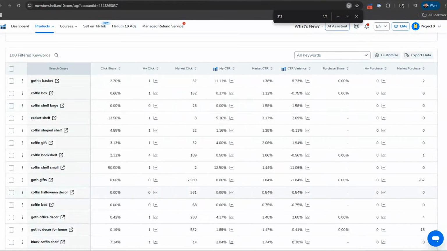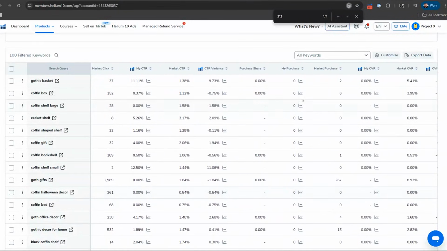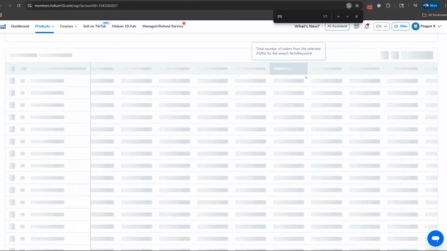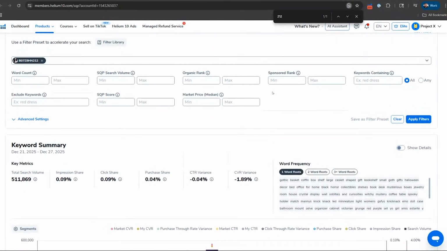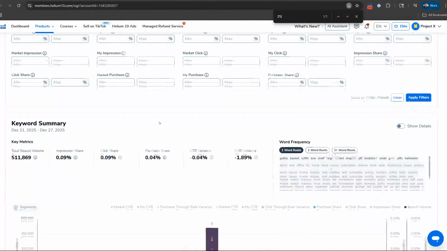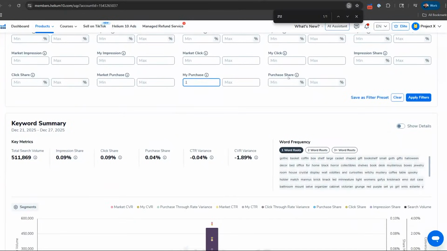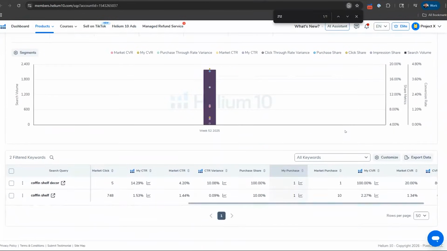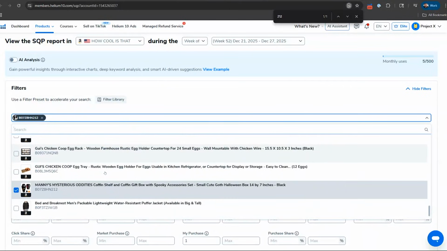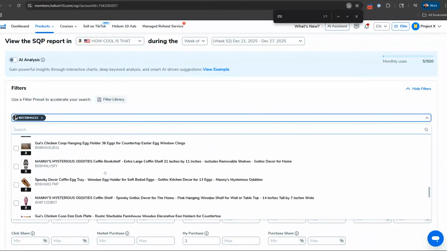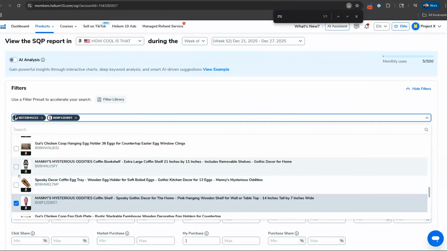The very first thing you should do, guys, in here is sort by my purchases, or as a matter of fact, I can expand the advanced settings and hit minimum my purchases 1. And what I can see here is all of the keywords that drove me sales over a certain period of time. I have other coffin shelves too. So something you can't do in Seller Central is choose multiple products. So I'm going to go ahead and choose a couple of my coffin shelves.